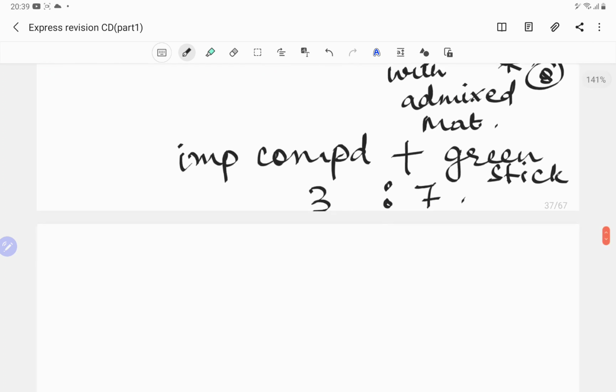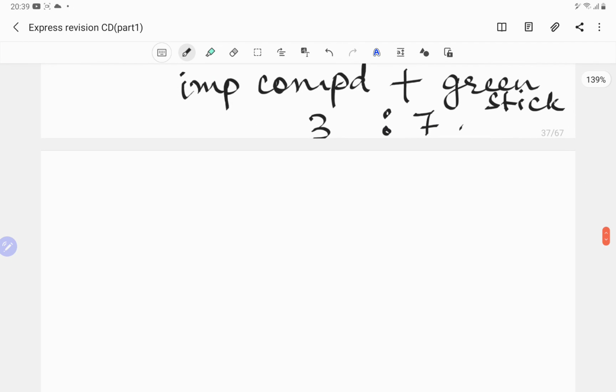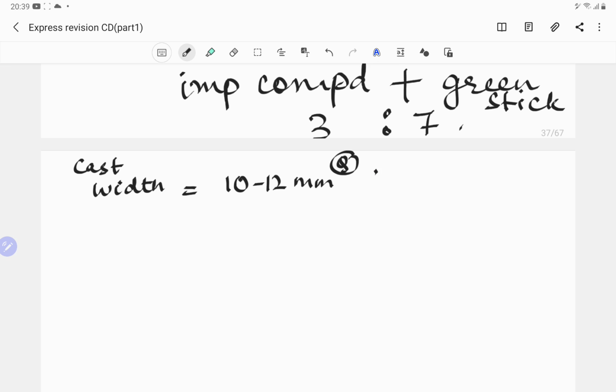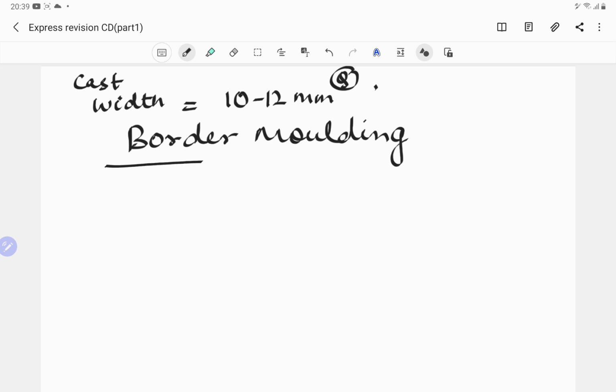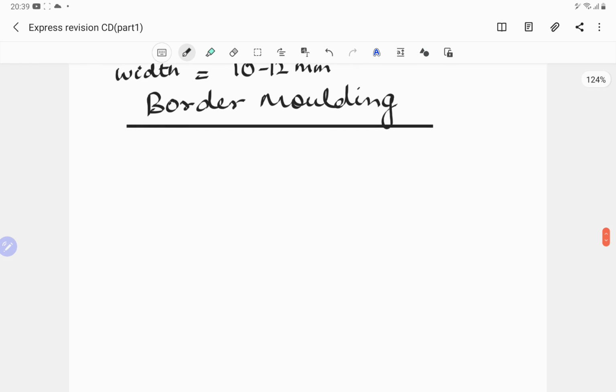So guys, now we are finished with the impression. The important point for the cast is the width of the cast. The width is 10 to 12 millimeters on average, which we take. Talking about border molding: border molding is molding the peripheries or the border in order to get a peripheral seal, or in order to get a good retention.